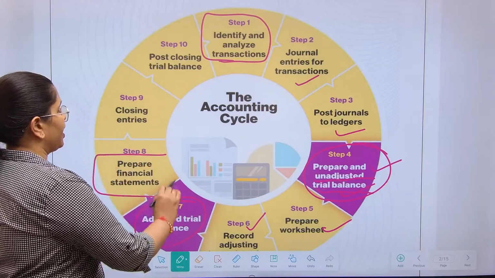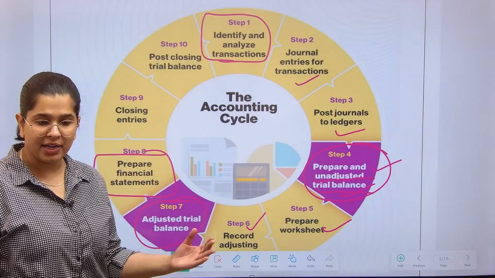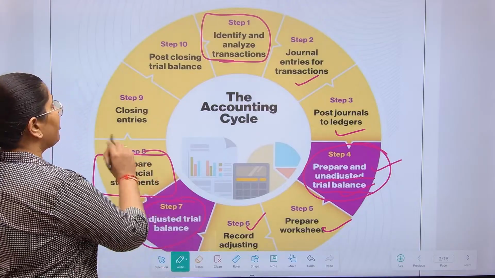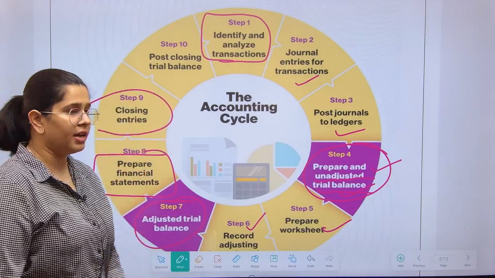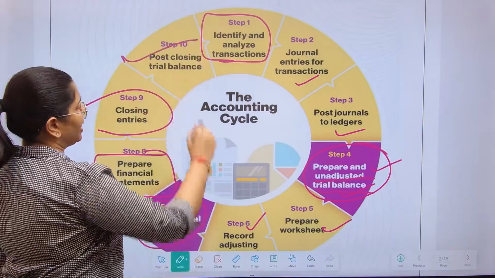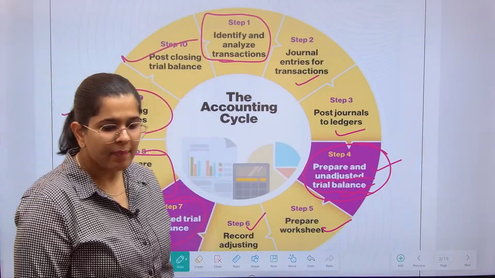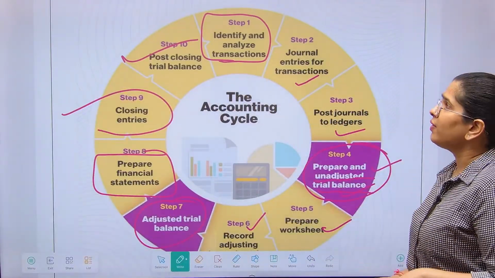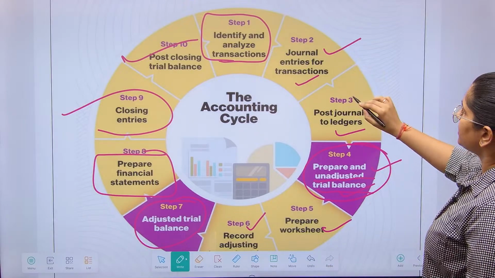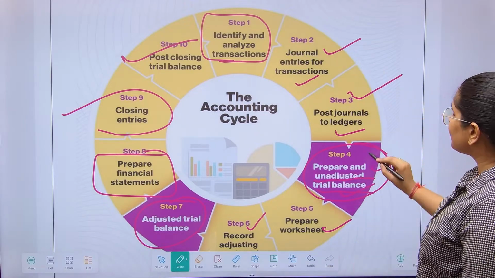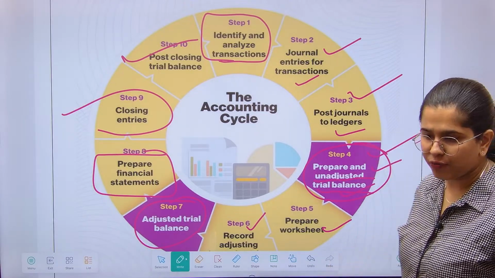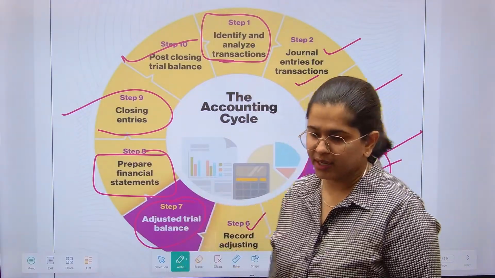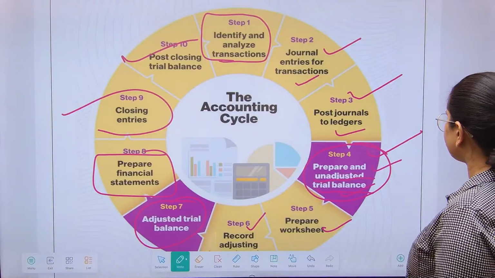Finally, we prepare the financial statements: your balance sheet, your P&L, and cash flow is also taken as a part. Finally the closing entries are done, and the post-closing trial balance is also prepared. So this is the whole accounting cycle, how the accounting works. Today we are going to focus on journal entries, the ledgers, as well as the basics of trial balance. This is going to be our task for today. Let's move ahead.